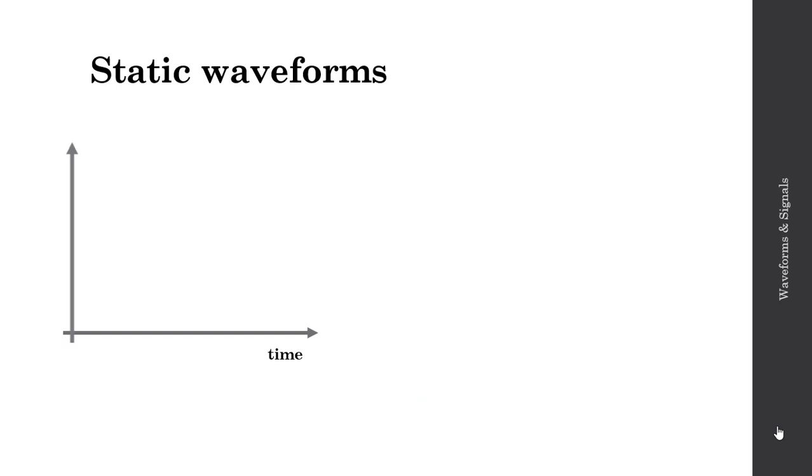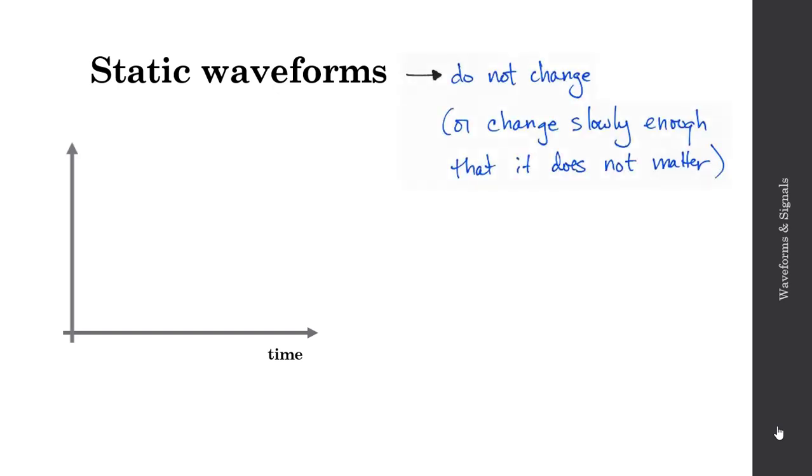The most basic type of waveform that you'll encounter is going to be a static waveform. And static waveforms, these are waveforms that are not changing, or they're changing so slowly that it's really not affecting the performance of your system. The static waveform will look something like a straight horizontal line, where the amplitude along my y-axis would be described as A0. And I could describe this static waveform by the equation here, y of t equals A0.